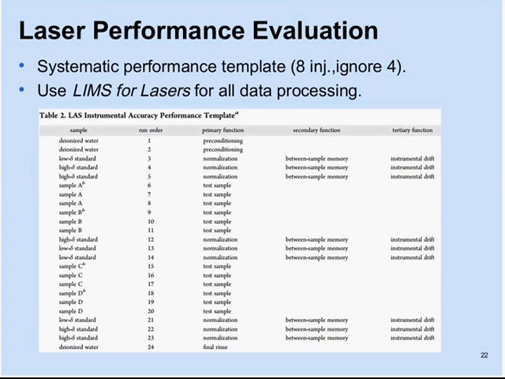The function of each of those is shown in the 3rd, 4th, and 5th columns, of what those things actually do. So the high and low standards are obviously used for data normalization. But the fact that we have, say, a high and 2 lows or a low and 2 highs also allows us to quantify very well the between-sample memory, which is then a correction that's applied to all the data. And lastly, we can use the same standards to check for instrumental drift over the course of the auto run.